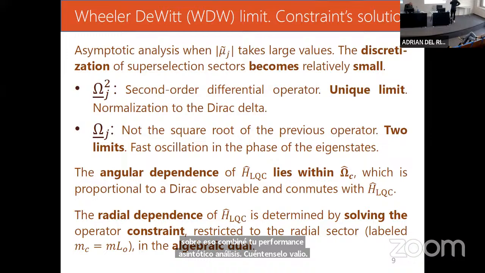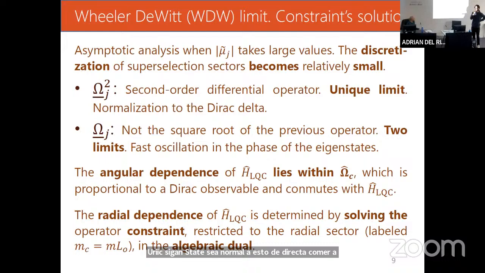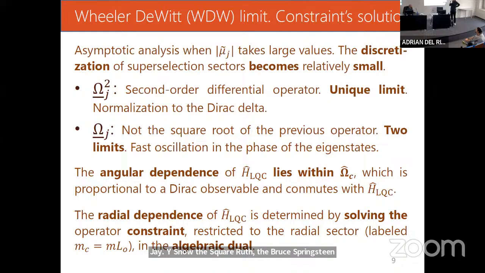In this scenario, the discretization of the superselected sectors becomes relatively small, which means the following for the operators. Omega_j squared becomes a second-order differential operator with a unique limit. Eigenstates are normalized to the Dirac delta. Omega_j is not the square root of the previous operator, and in fact, it has two limits. Its eigenstates have a fast oscillation in their phase. With this consideration, I can proceed to solve the Hamiltonian constraint, taking into account the following.